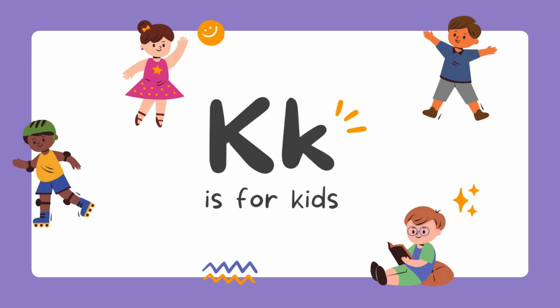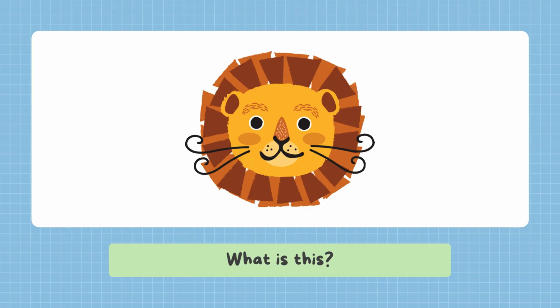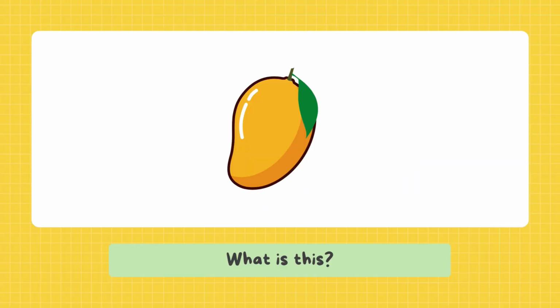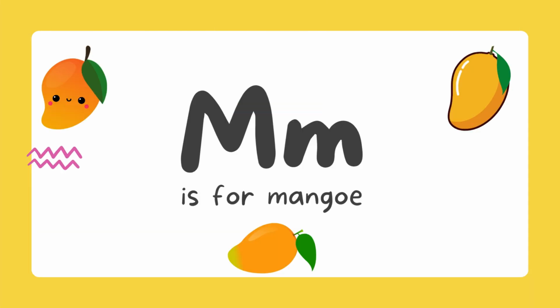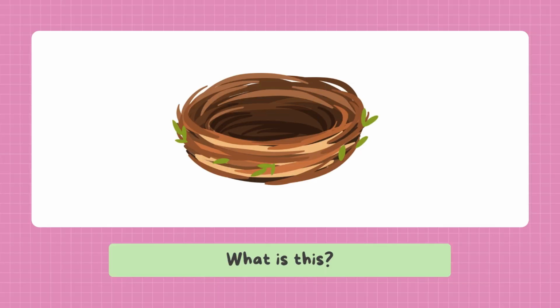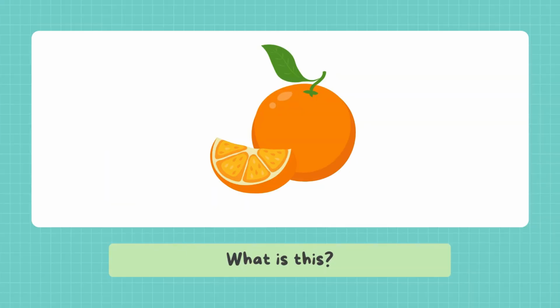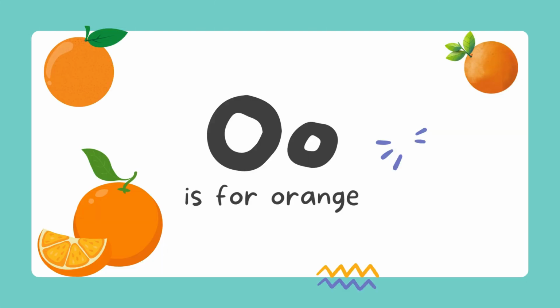K is for kids. L is for lion. M is for mango. N is for nest. O is for orange.